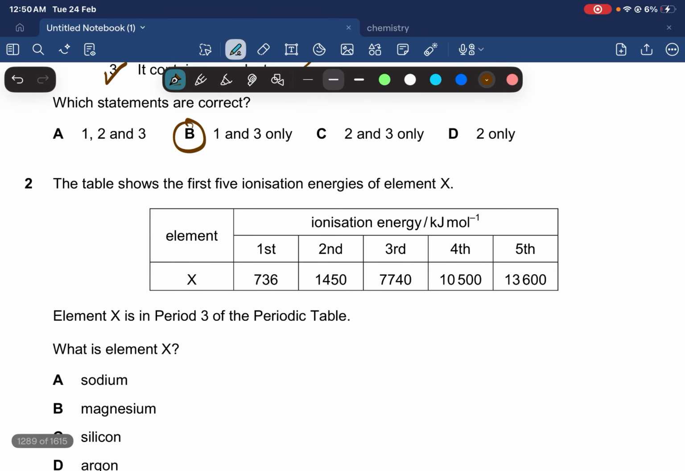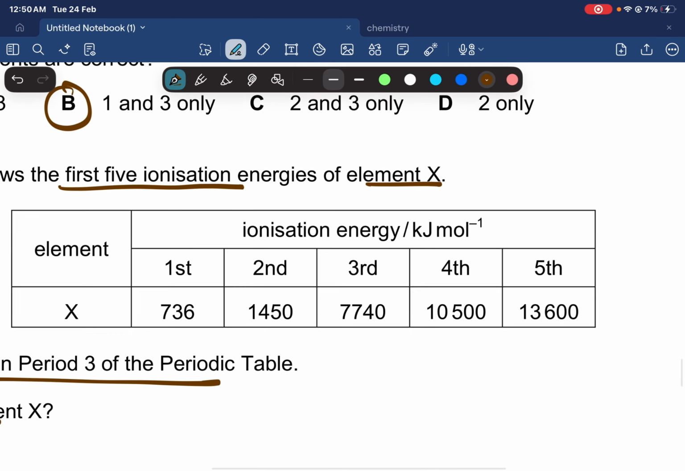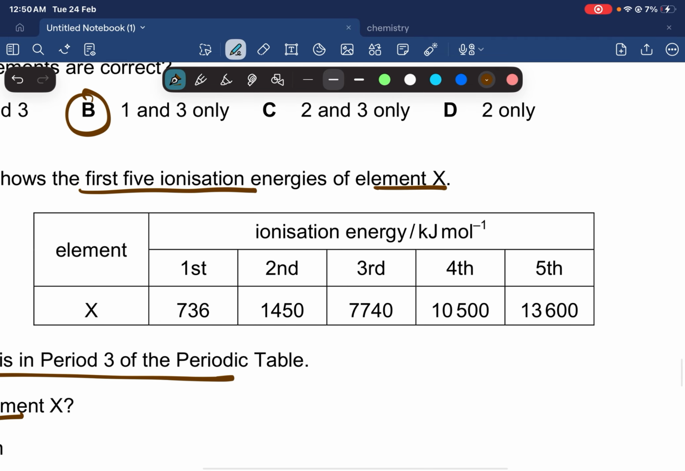The table shows the first 5 ionization energies of element X. Element X is in period 3 of the periodic table. What is element X? So over here, the big task is to figure out the big jump. Big jump means between 2 ionization energies, where's the big jump? So over here from 700, we're going to 1400. So that's almost double, right? From 1400, we're going to 7700. So that's almost 6 to 7 times.